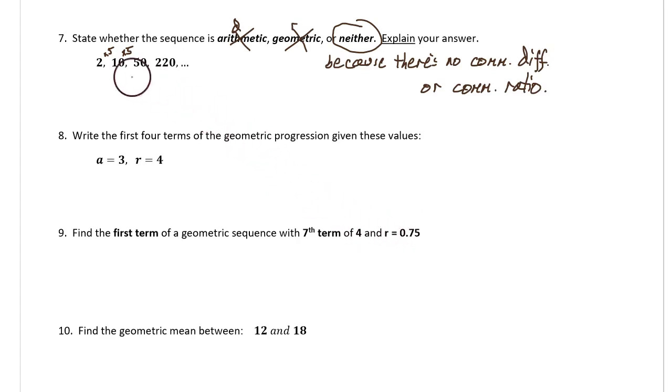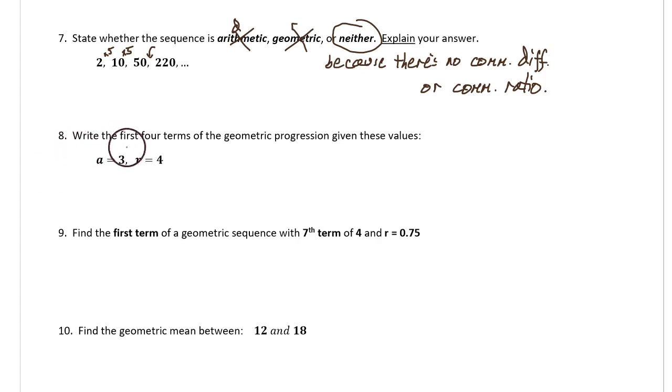Notice you have to be careful to look at all the terms, because if you only look at the first couple terms, it does look like you're timesing by 5. It's only in this spot right here that 50 times 5 is not 220. You don't want to get tricked.